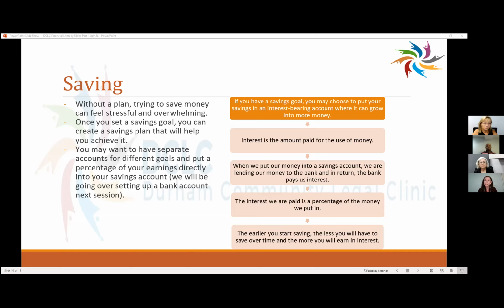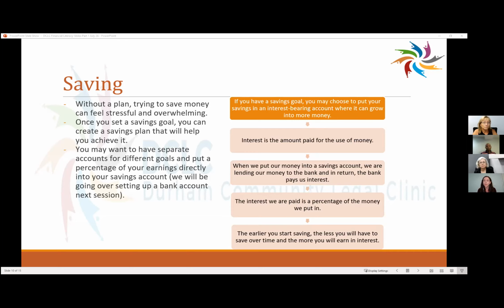So interest is the amount of money that's paid for the use of your money. It's kind of like when we put our money into a savings account, we're lending our money to the bank. And in return, the bank pays us interest for the use of our money. The interest is paid as a percentage of however much we put into that account.